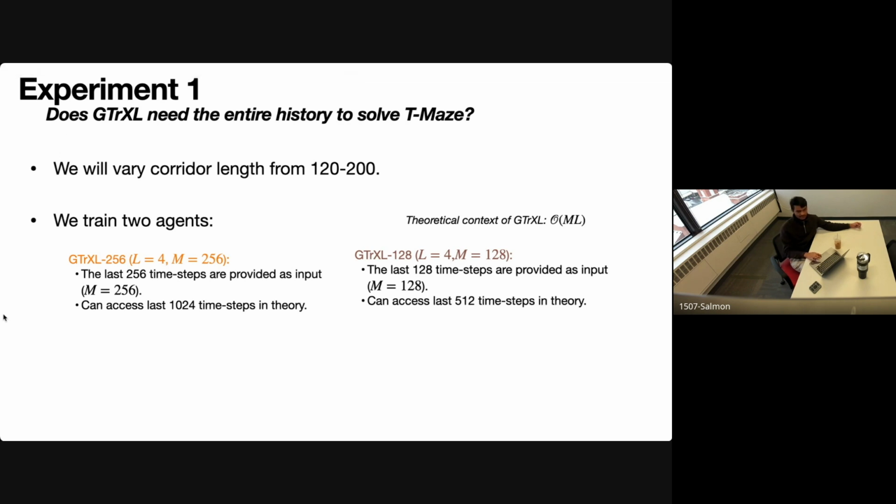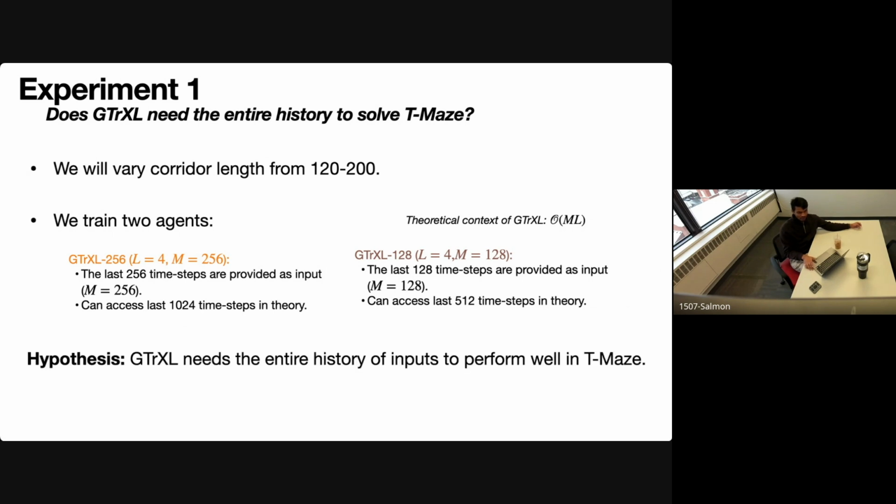So theoretically, both these architectures should work across all the corridor lengths that we are testing for, because we are using 4 layers in both the architectures. If we do M times L, the first has a theoretical context length of 1024. And the second architecture has a theoretical context length of 512. However, our hypothesis is that GTrXL would need the entire history of inputs in order to perform well in this problem.